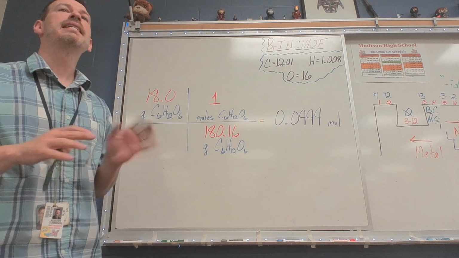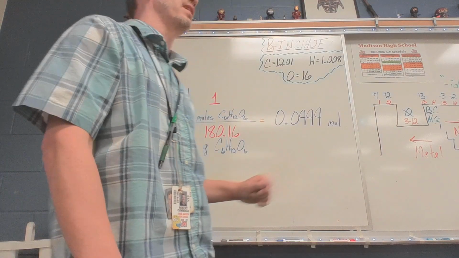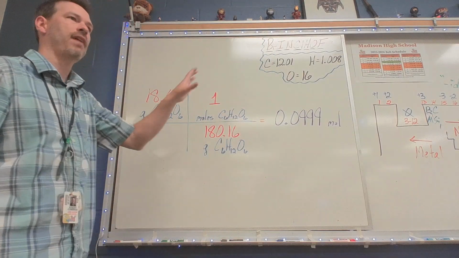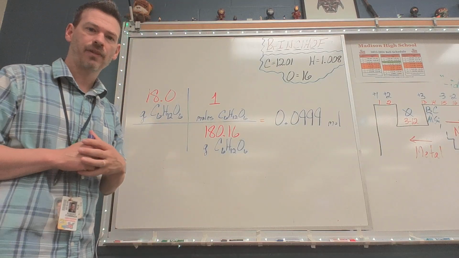The sig figs never come from conversion factors, right? So the yellow highlighter stuff up there doesn't affect it. It's just that starting value, which was 3 sig figs. So I end with 3 sig figs.